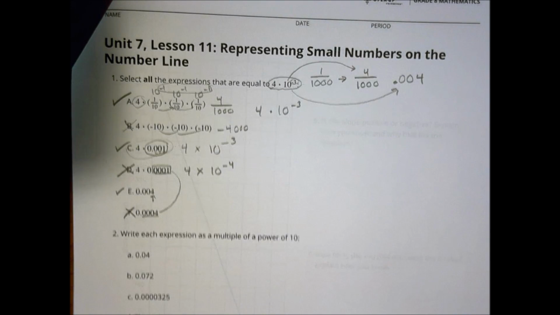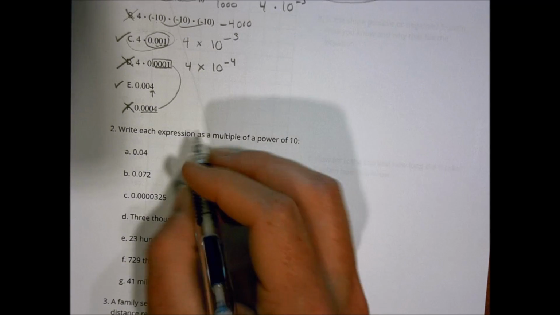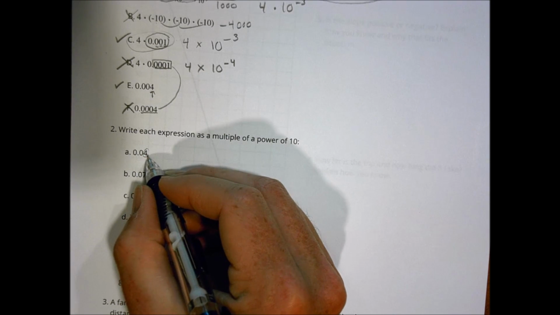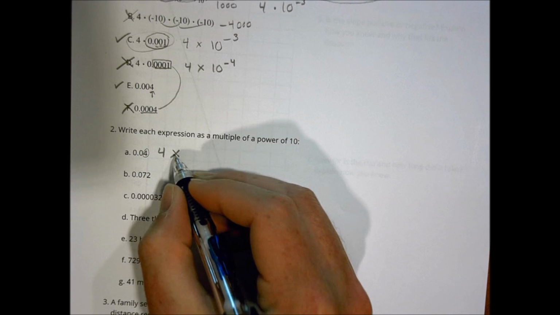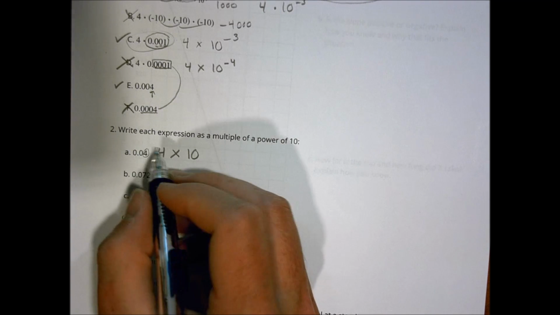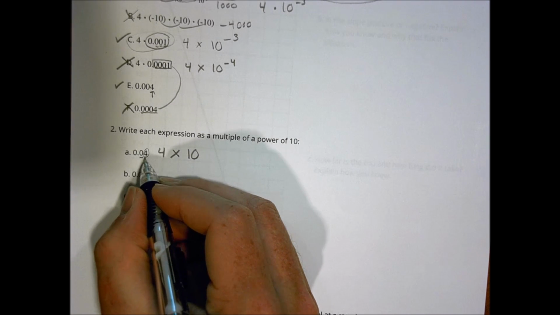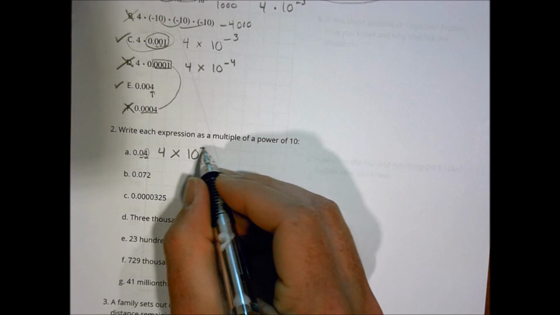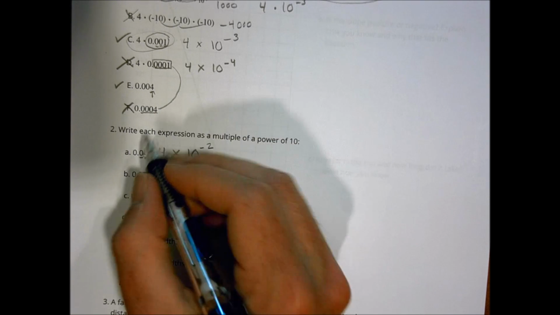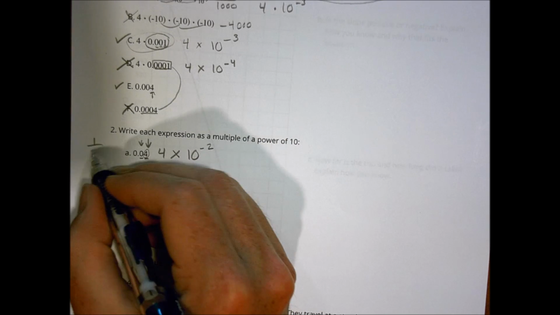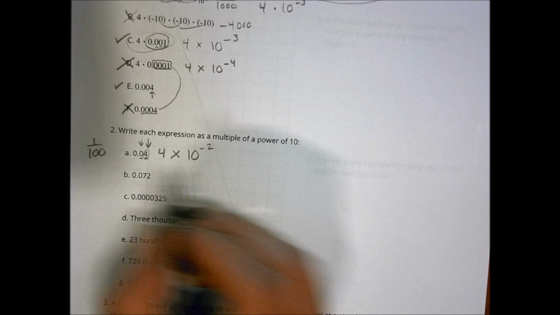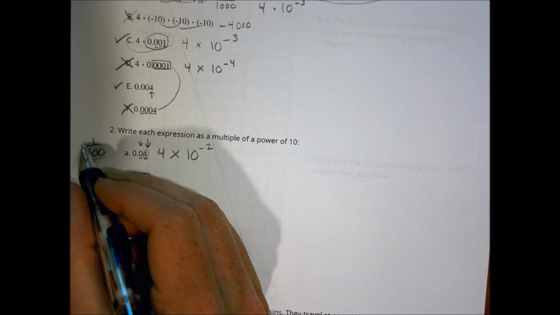Number 2, write each expression as a multiple of a power of 10. Cool, no problem. So let's do this one first. We have 4, times 10, and then how many spaces are behind the decimal? 1, 2, so the negative 2 power. You want to think about it like this. This is tenths, and this is hundredths. So again, how many zeros there? Negative 2, because we're below, or the denominator.